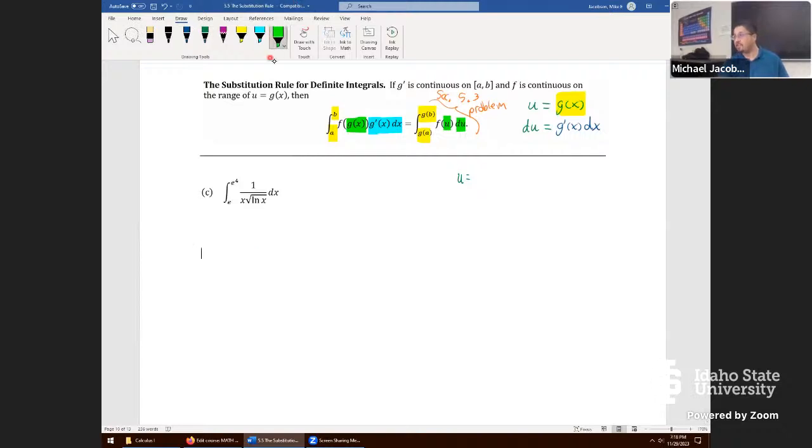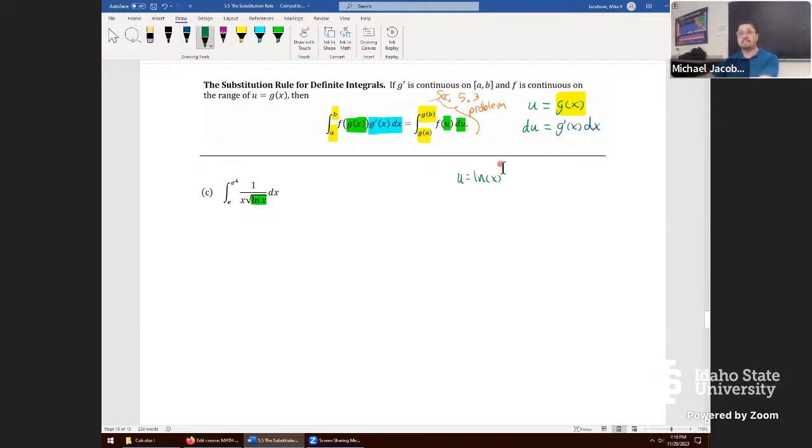Yeah, I would agree with that. Natural log is inner to the square root function. And if you differentiate natural log x, you would get 1 over x. 1 over x isn't a problem, so it looks like we're on the right track with natural log x right here. So u, let's set as ln x. This starts our u substitution.